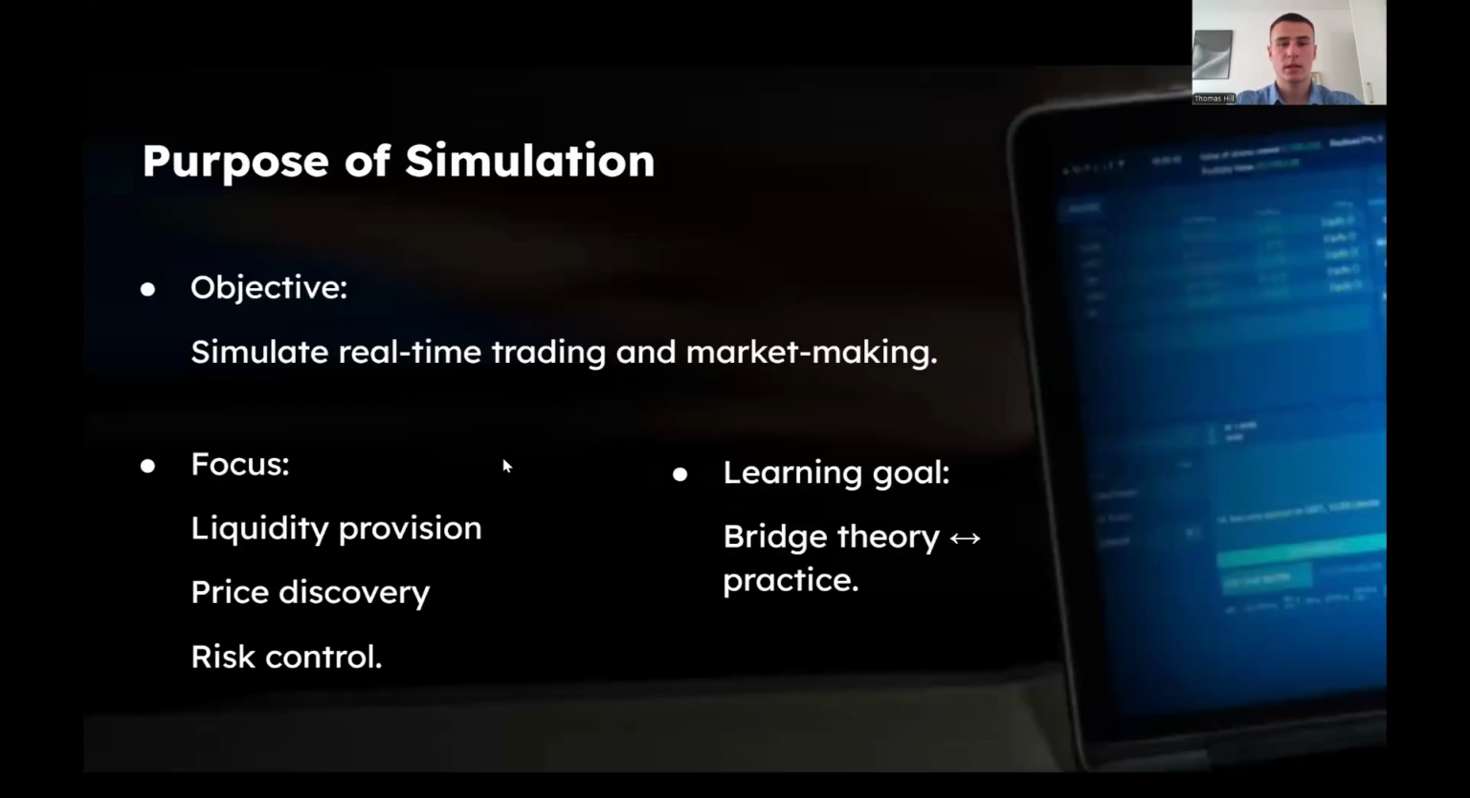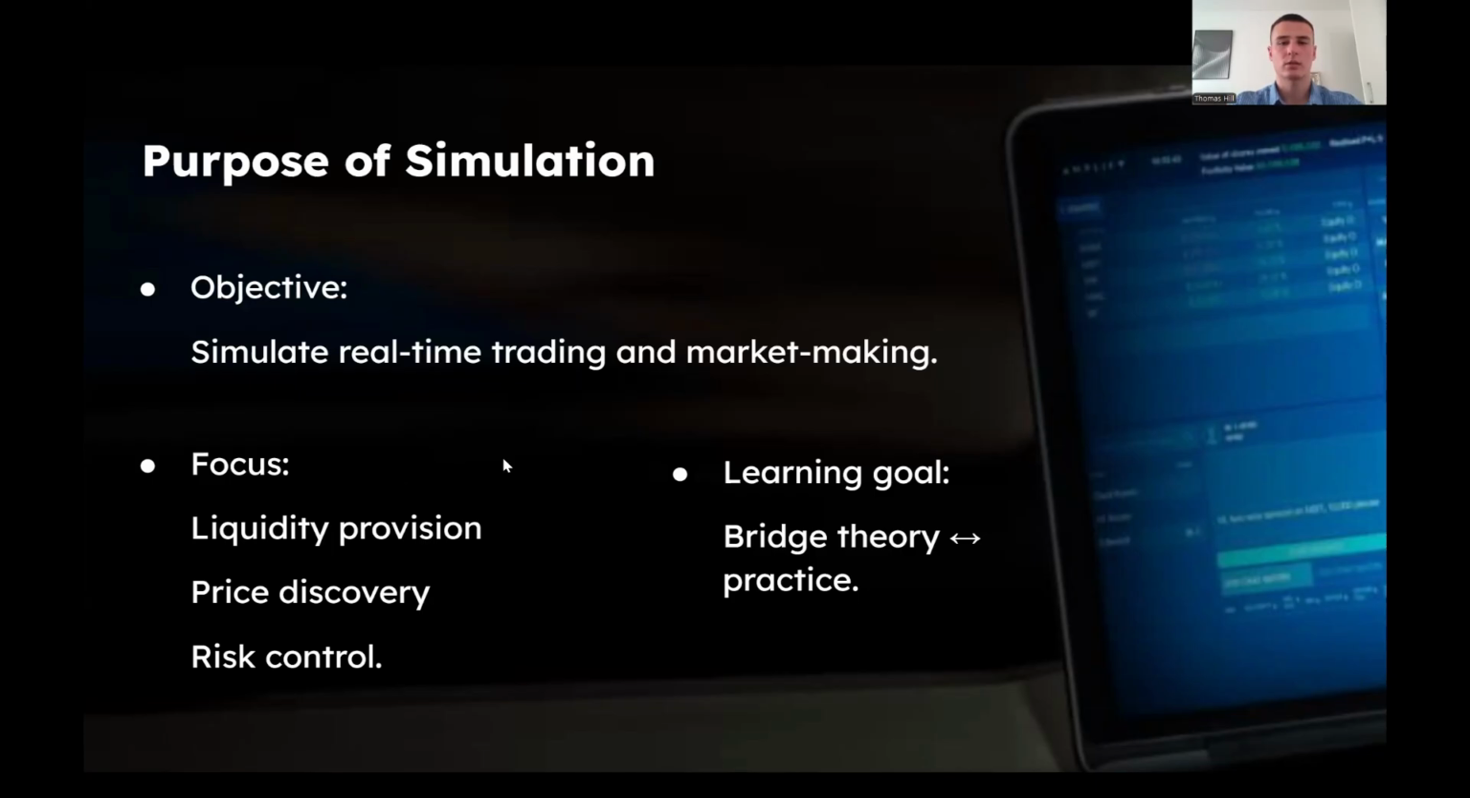The simulation's main objective was to recreate the dynamics of real-time market making. Participants acted as liquidity providers, continuously setting bid and ask prices to facilitate trade. The focus was on three core functions: liquidity provision, price discovery, and risk control. By requiring constant responsiveness to market conditions, the activity bridged the gap between theoretical concepts discussed in lectures and the reality of financial markets. It also offered direct insight into the discipline and adaptability demanded of professionals in quantitative finance.